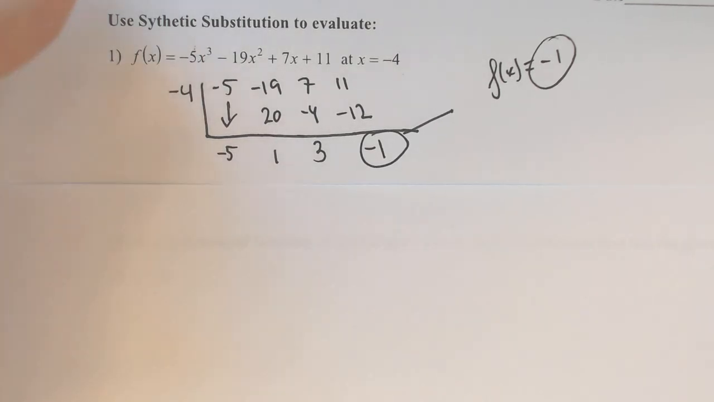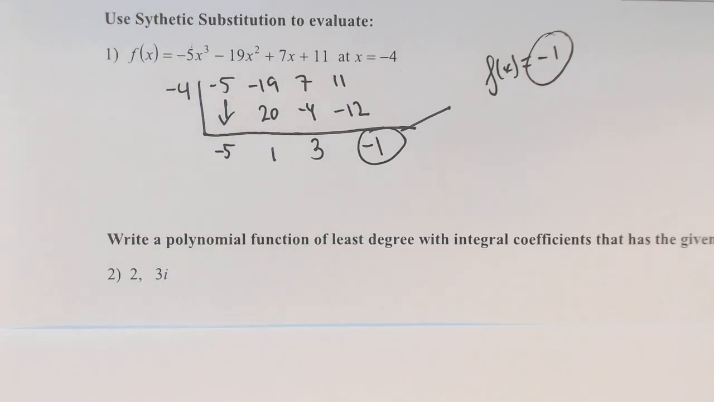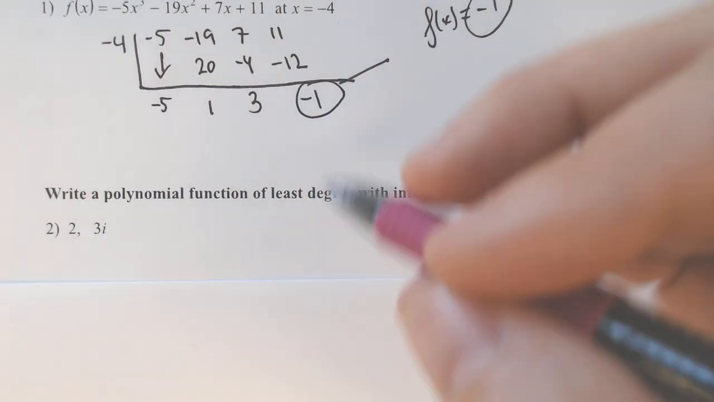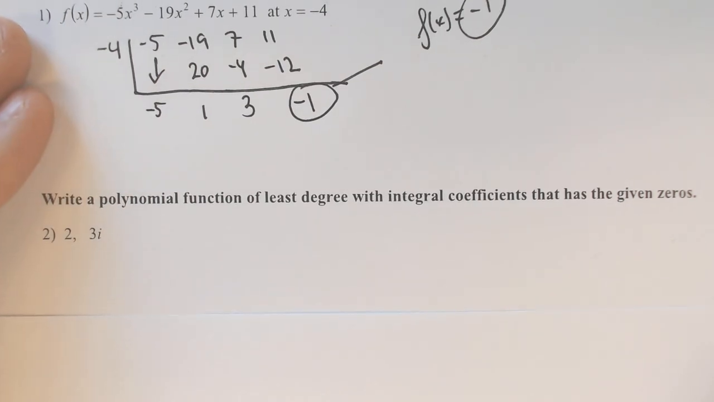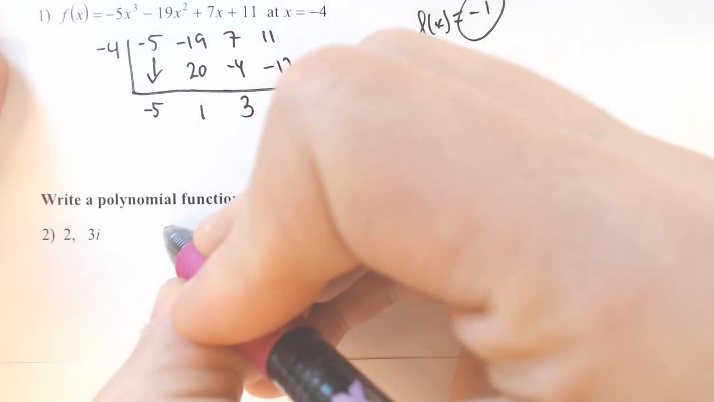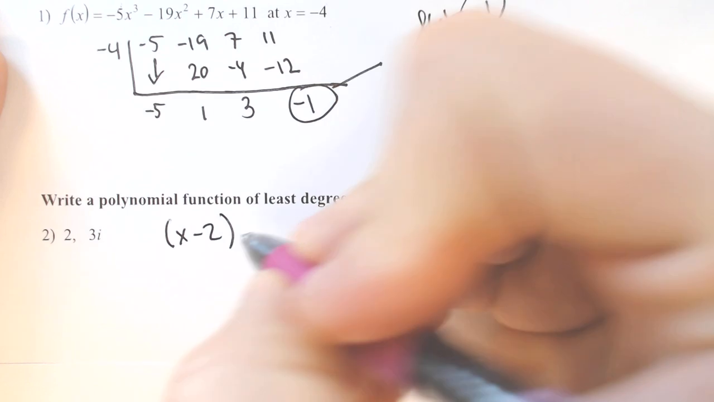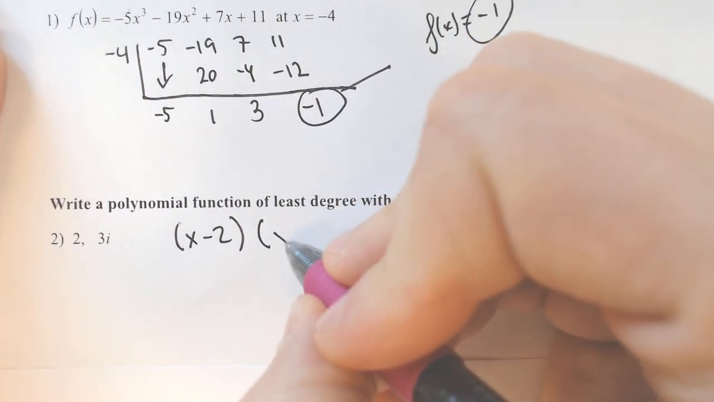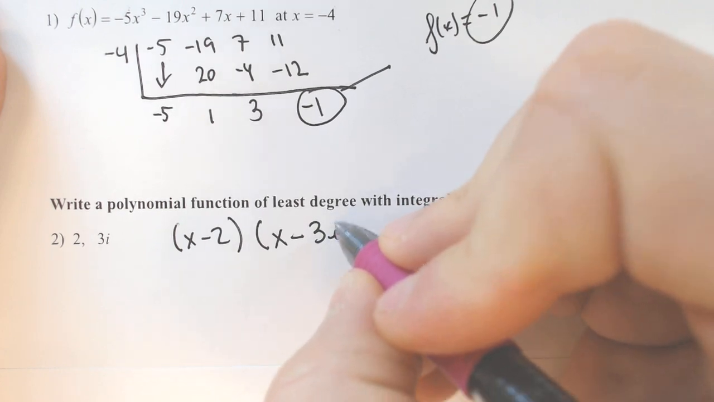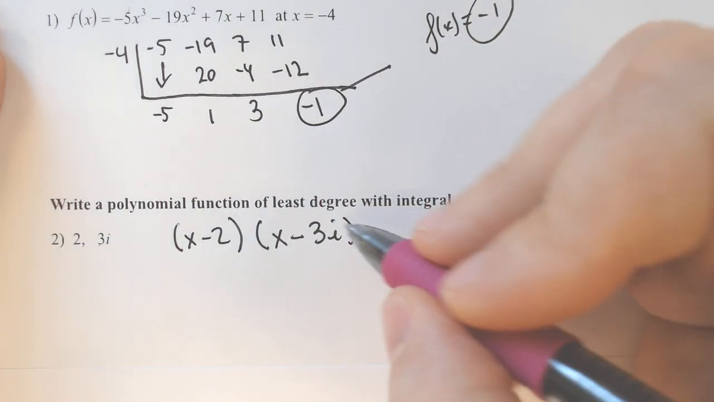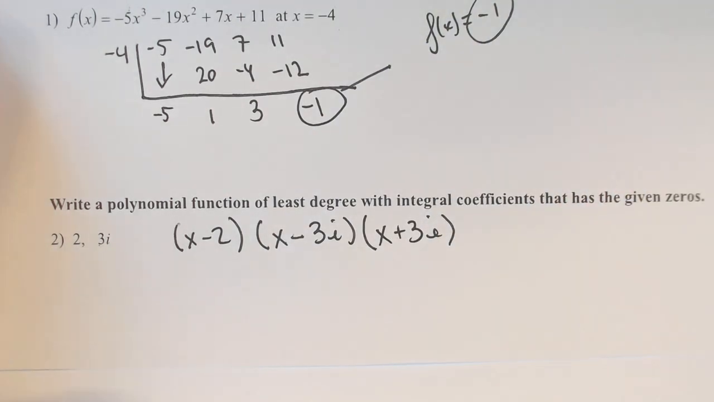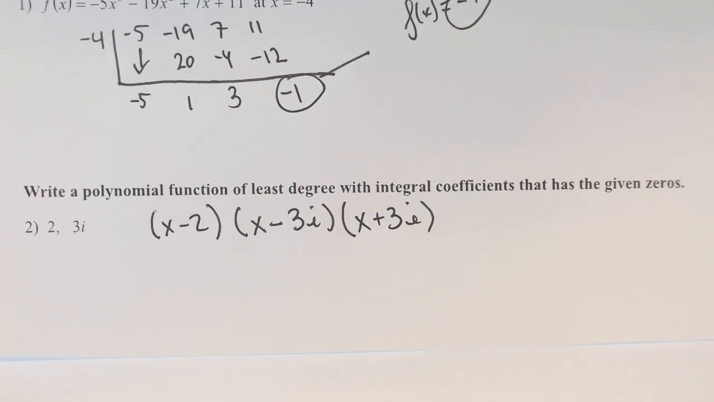Okay? Next one, write a polynomial of least degree with the zeros of 2 and 3i. For this problem, we are going to start with our factor of x minus 2. And then we're going to have another factor, which is x minus 3i, changing the sign, but also x plus 3i because imaginary numbers always come in pairs.